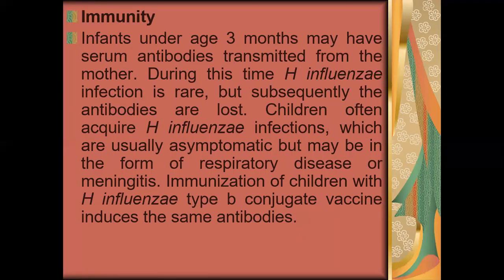Now, immunity: infants under age 3 months may have serum antibodies transmitted from their mother. During this time, Haemophilus influenzae infection is rare, but subsequently antibodies are lost and decreased. Children often acquire Haemophilus influenzae infections, which are usually asymptomatic, but may be in the form of respiratory disease or meningitis. Immunization of children with Haemophilus influenzae type B conjugate vaccine induces the same antibodies and leads to a dramatic decrease of meningitis and Haemophilus influenzae type B infection.